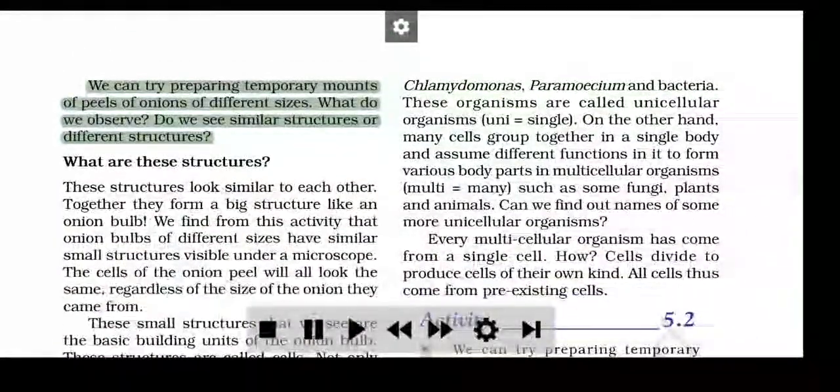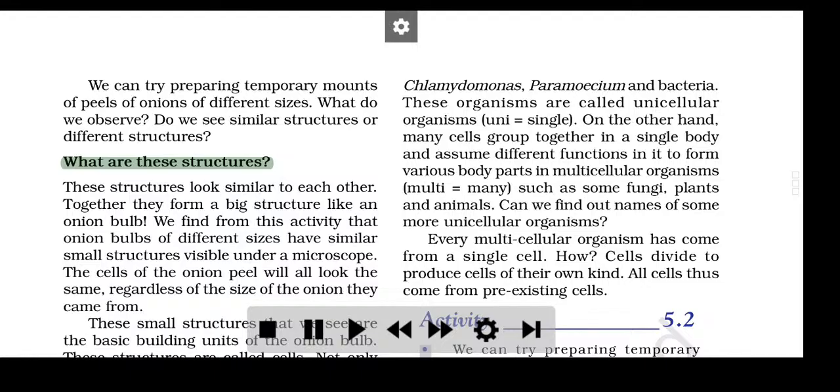We can try preparing temporary mounts of peels of onions of different sizes. What do we observe? Do we see similar structures or different structures? What are these structures? These structures look similar to each other. Together they form a big structure like an onion bulb. We find from this activity that onion bulbs of different sizes have similar small structures visible under a microscope.